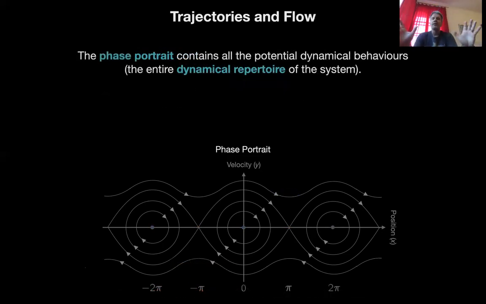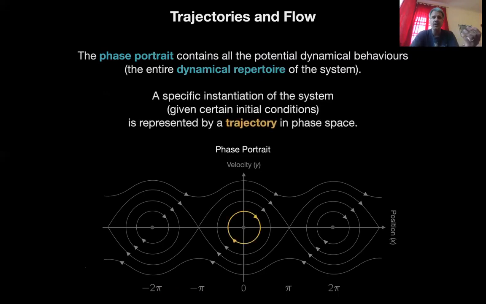Okay, let's then look at a bunch of other features of the phase portrait. The phase portrait, as I told you already, contains all the potential dynamical behavior, the dynamical repertoire of the system. And every instantiation of the system, every specific experiment we've done with certain initial conditions, where we've pulled out the rod just far enough, is represented by a specific trajectory in phase space, for example, this one here.